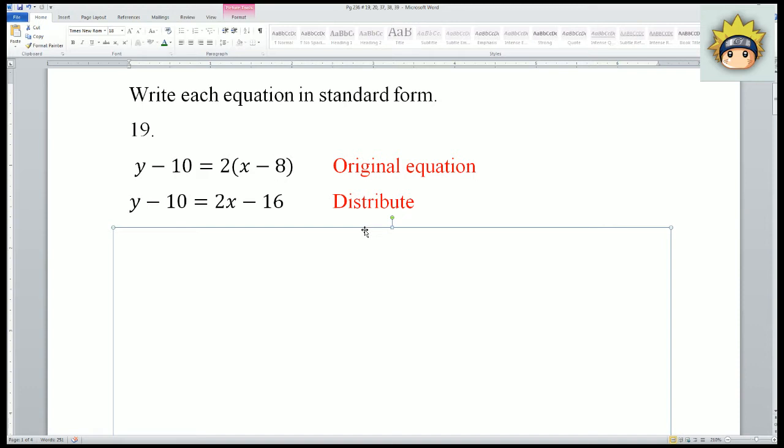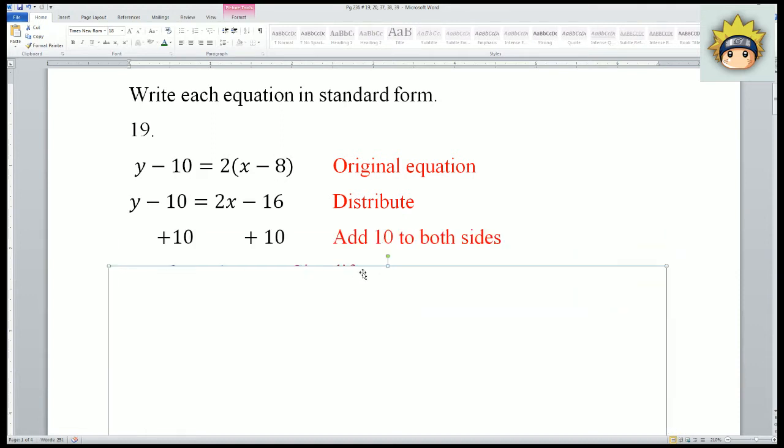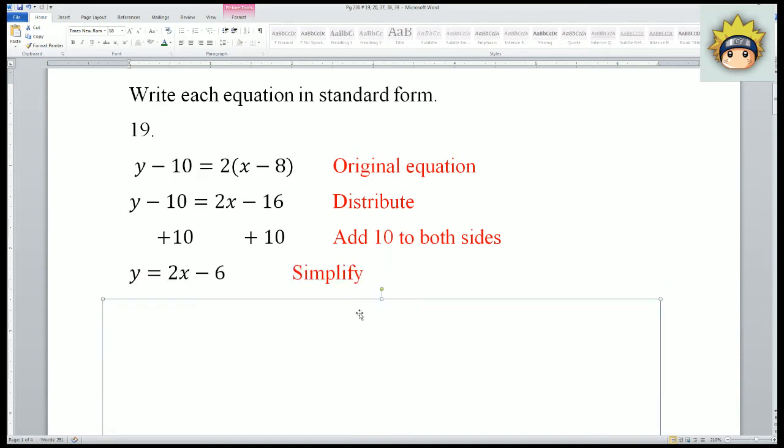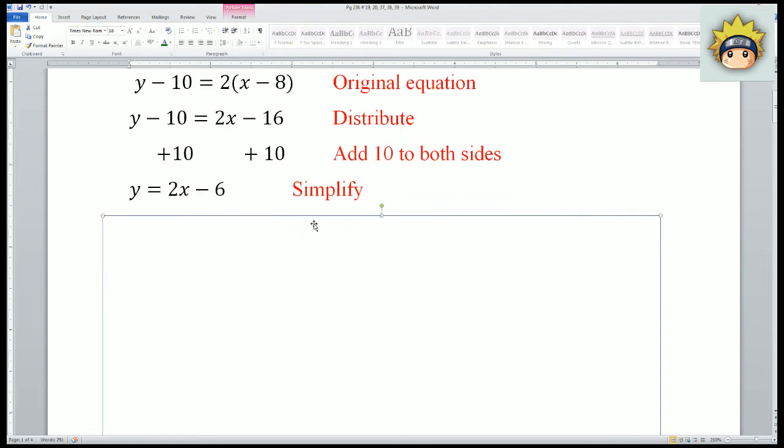After the distributive step, I have to get it into the slope-intercept form, which is y equals mx plus b. To do that, I have to do the inverse property, which is adding 10 to both sides. I can simplify. The left hand side I have a y, on the right hand side I have a 2x minus 6. It is now in y slope intercept form.